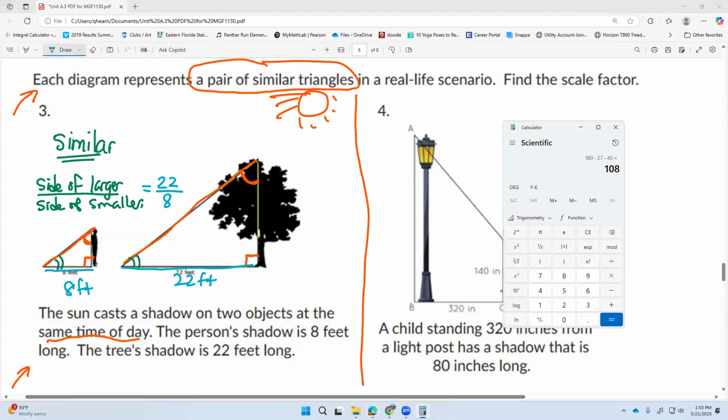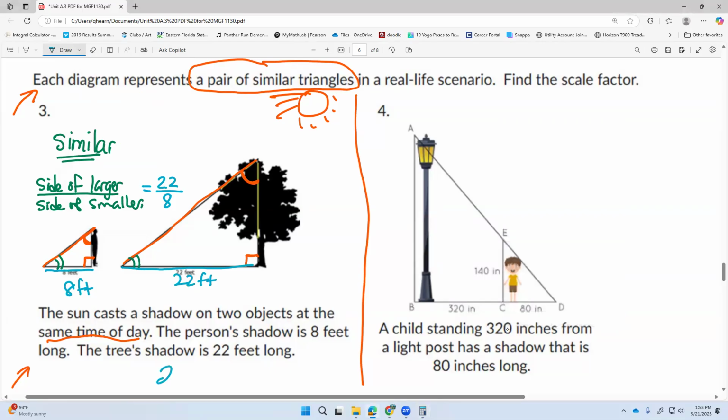So what's 22 divided by 8? That's going to be 2.75. 2.75 is the scale factor. Each dimension of the larger triangle is 2.75 times bigger than the lengths of the sides of the smaller triangle. Okay, let's try another one.